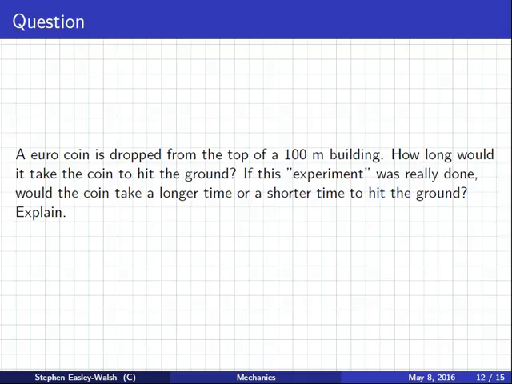Okay, what time did you get? 4.5 seconds. In real life, will it be more or less than 4.5? More, yes. It'll be more because the drag will reduce the acceleration to maybe 9 instead of 9.81. So it'll take longer to hit the ground because it will gain speed slower.